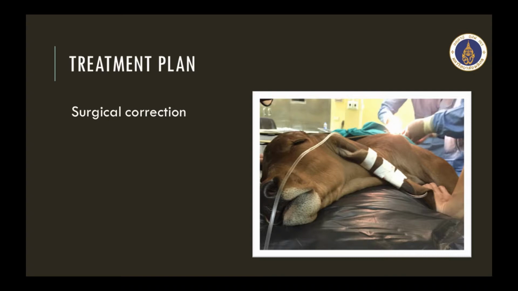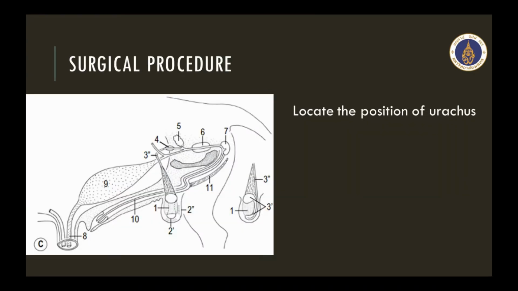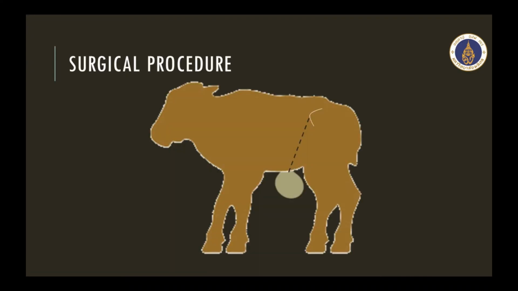For the surgery procedure, we start by locating the position of the urachus, and we want to cut closely under the urinary bladder, so we have to locate the urinary bladder too. The position that we chose for laparotomy is the left flank of the calf, at the center of the line between the tubercle and the umbilicus.